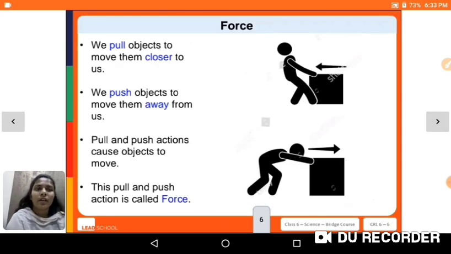So where is force applied? If we want to pull objects, to move them closer to us, then we pull the object. If we push an object, then the object will move away from us. So pull and push are the actions caused by us on objects to make them move, and this pull and push action is called force.